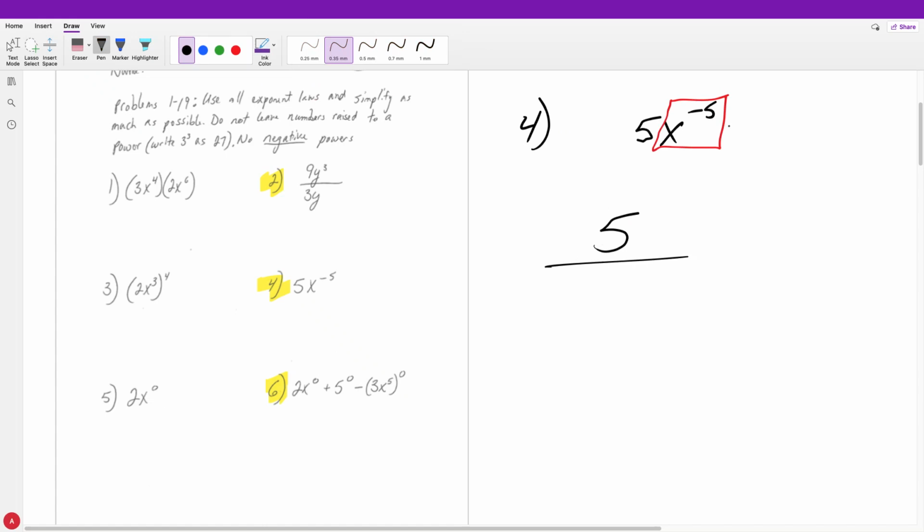And in order for us to make that power positive, we need to take its reciprocal. So we need to flip the position it's in. And since it started in the numerator, that means we need to end it in the denominator. So this is 5 over x to the 5th power.